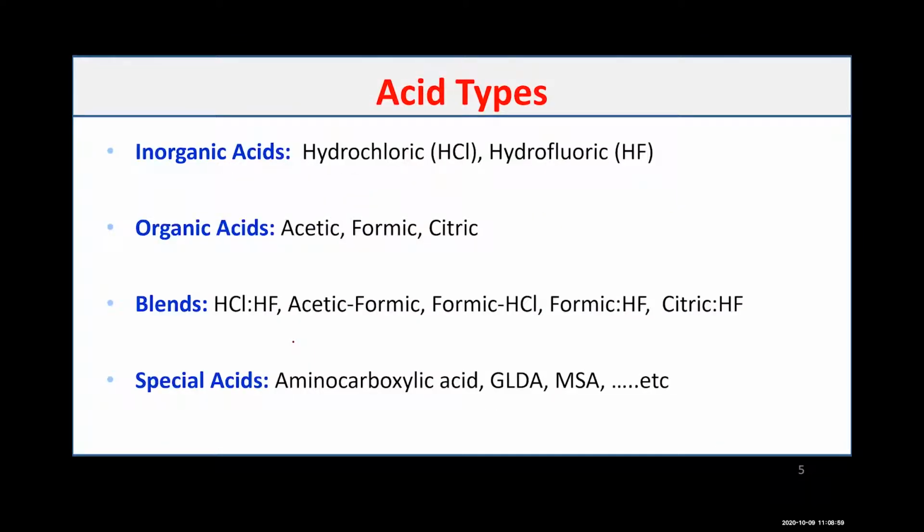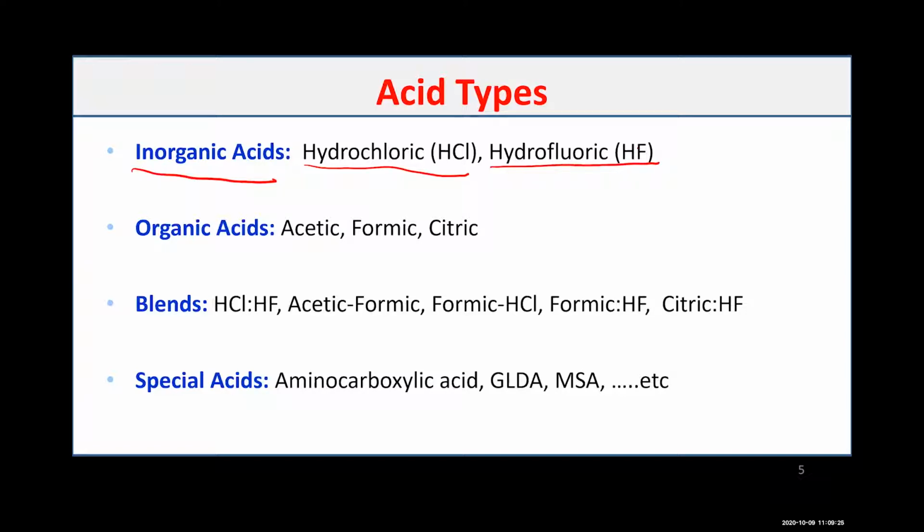So what type of acid do we usually use in acid stimulation treatment? We use a lot of acids, and we can define them into different categories. The first category is inorganic acid. In inorganic acid, we have two main types: hydrochloric acid, we call it HCl, and hydrofluoric acid, HF.